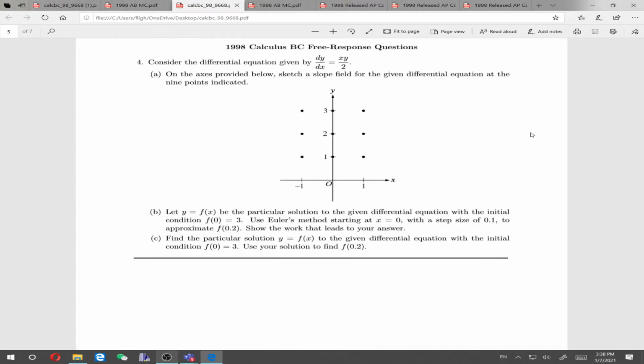All right, so we're on question 4 from 1998 in the BC FRQ. We've got a differential equation given by xy over 2. On the axis below, we need to sketch a slope field for the differential equation. When we're at the point -1, 3, what should my slope look like?